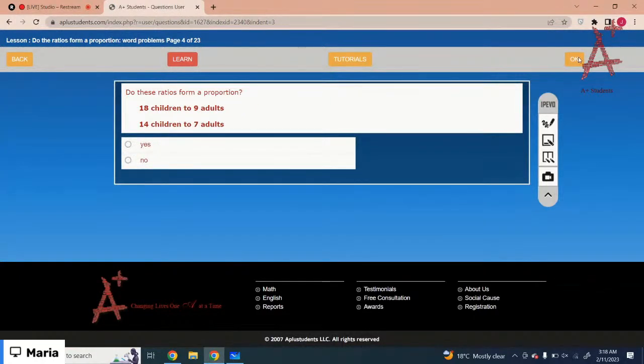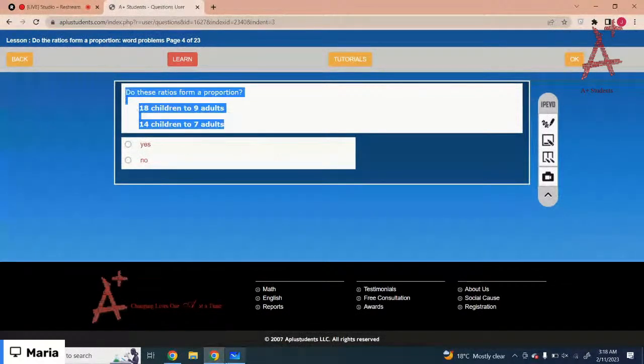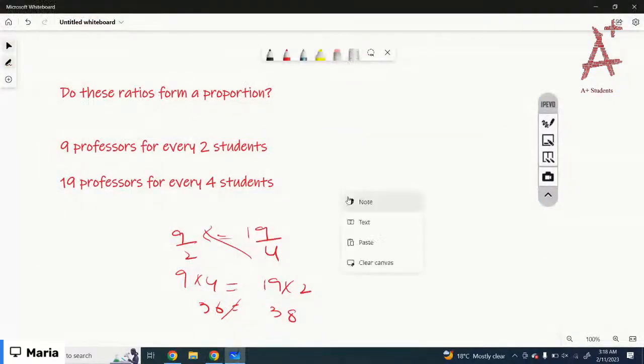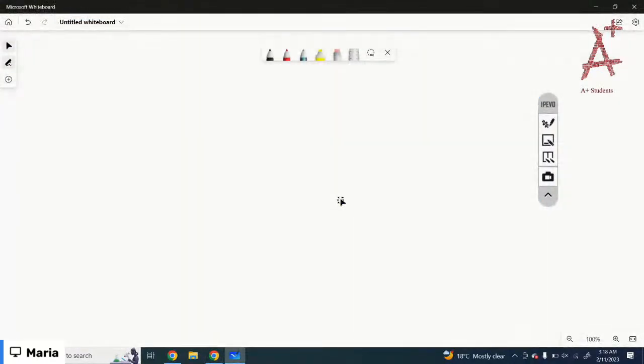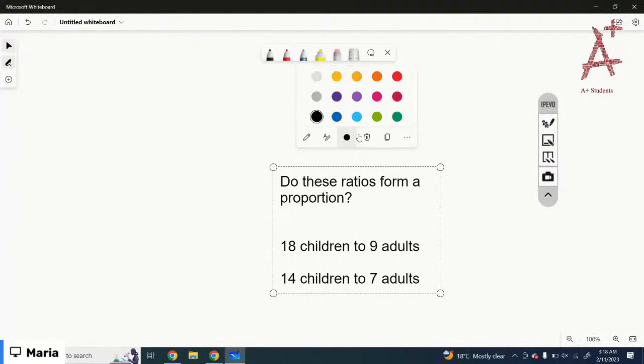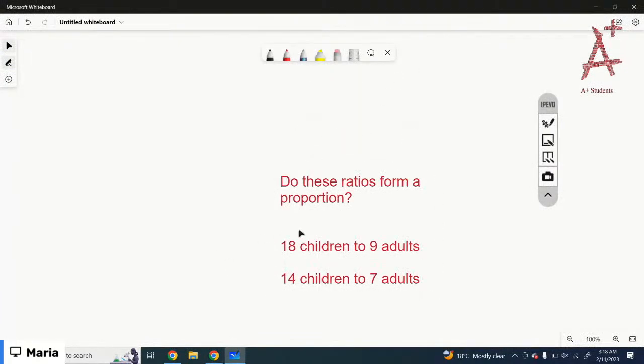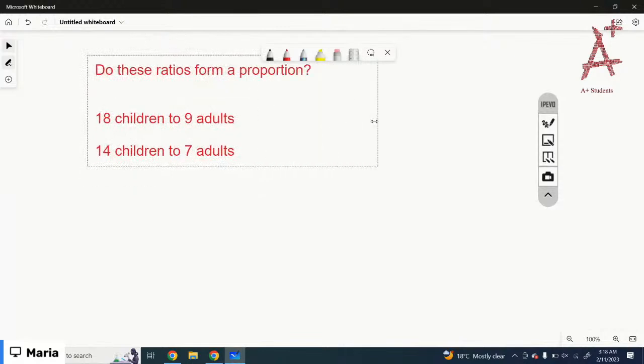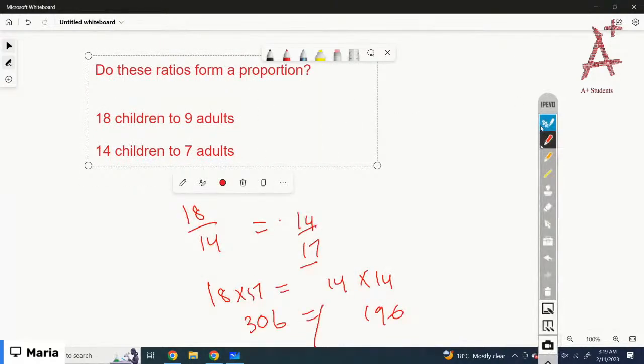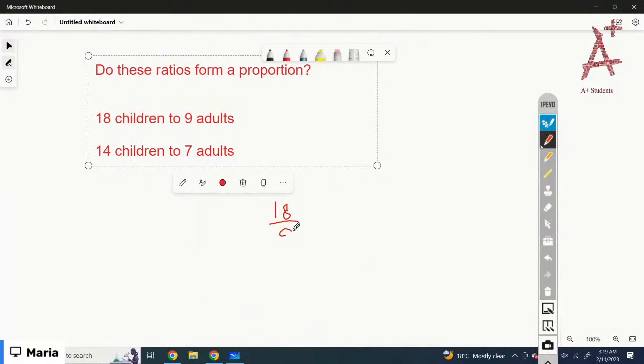Okay, the next one is 18 children to 9 adults, and 14 children to 7 adults. Do these ratios form a proportion? The ratios are 18 over 9 and 14 over 7. So just cross multiply them: 18 times 7 and 9 times 14.